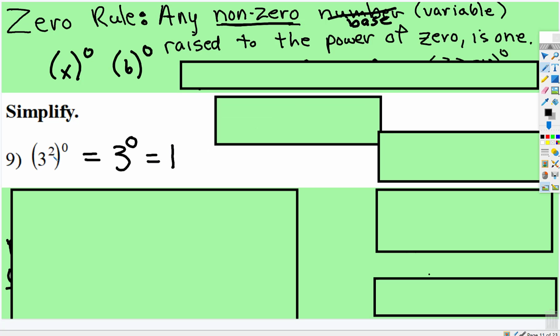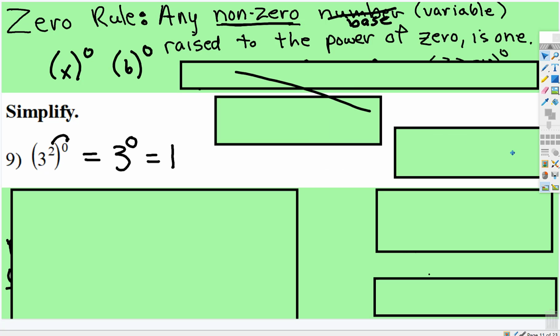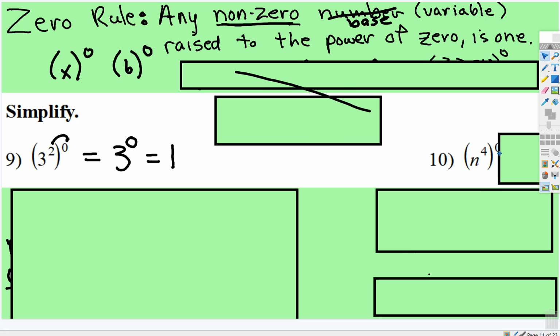So 3 squared to the 0 power, well, 2 times 0 is 0. 3 to the 0 is 1. There's definitely going to be a theme here. 4 times 0 is 0. Remember, when you raise a power to a power, you multiply. That means n to the 0.